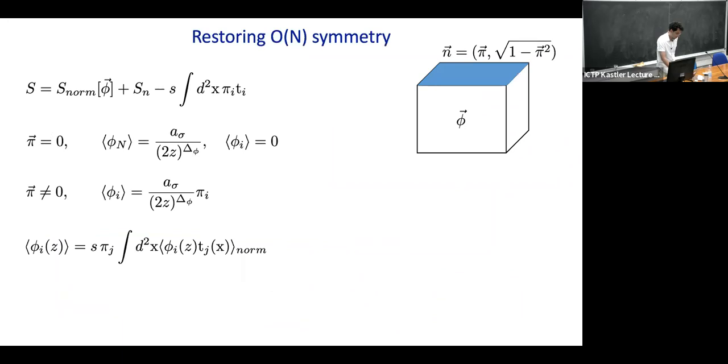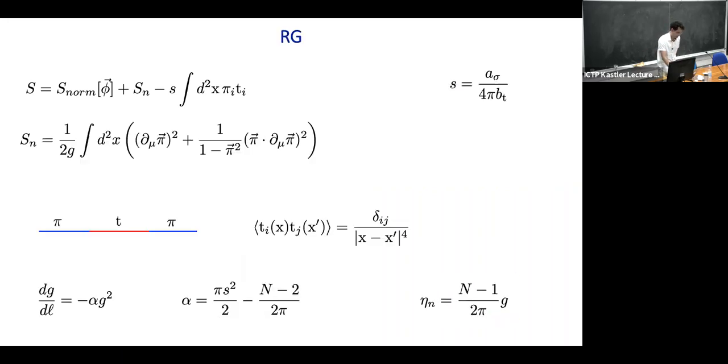You just use this expression for n and you expand the d mu n squared, right? So n has length one, so that's why it's nonlinear. And that's why when you expand in pi, you get this extra term.